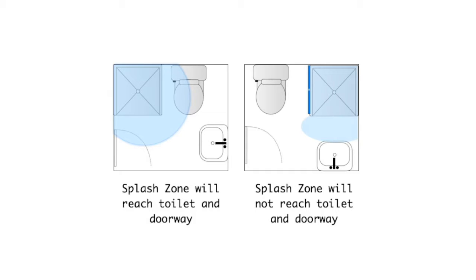In the picture on the left, water from the shower area will splash over the toilet and could also run along the door threshold. In the picture on the right, the position of the shower in relation to the door and the addition of a simple glass panel creates a far more practical solution, confining splashes to an acceptable area.